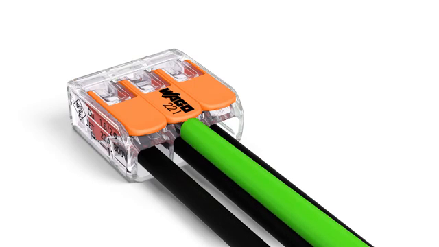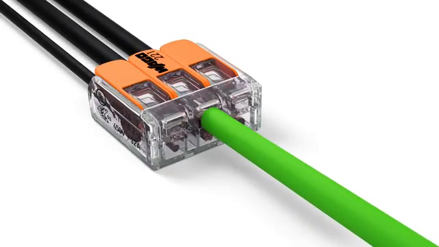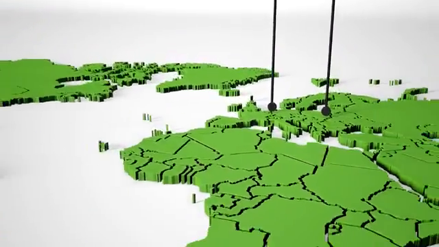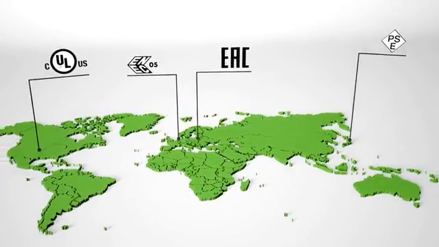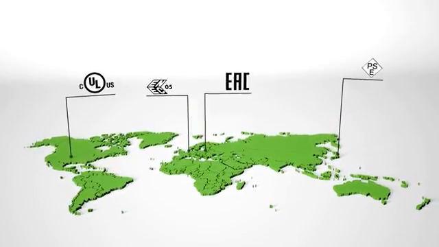Two easily accessible test slots, one in the conductor entry direction and one opposite this, provide easy test conditions even when installed. The 221 series supports many diverse applications beyond building installations. These connectors have globally recognized approvals.